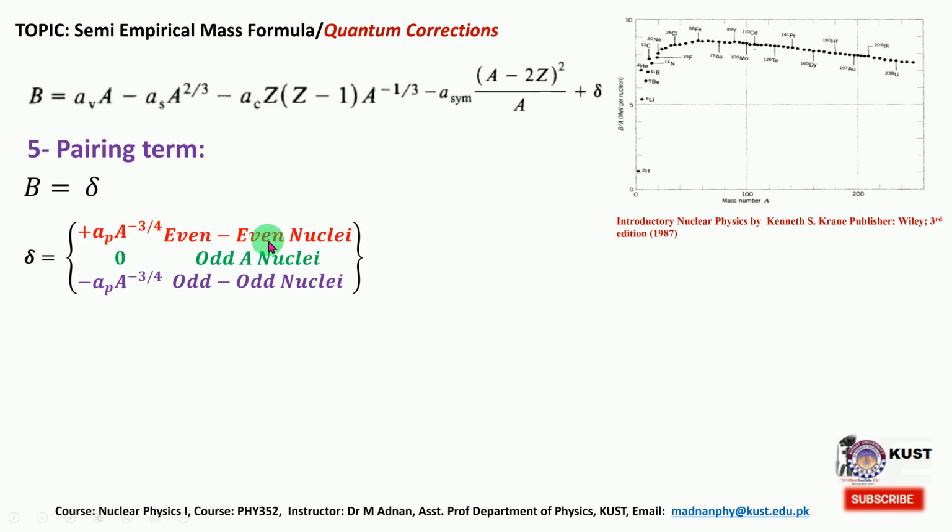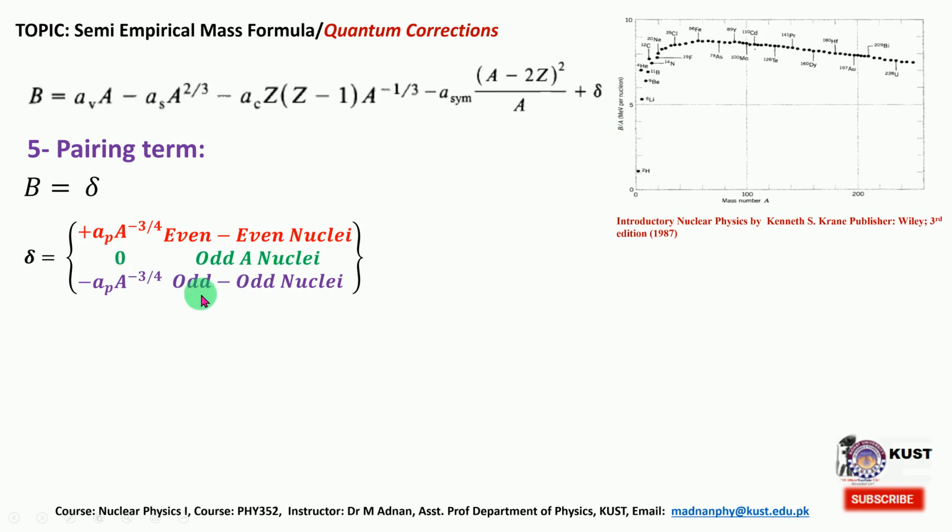Generally, it is experimentally verified that even nuclei are more stable. So this will have a plus sign. This term will be added to the binding energy once we have a nucleus having an even number of protons and an even number of neutrons, as compared to a system having odd A. Odd A nuclei means either the proton number is odd or the neutron number is odd. In that situation, just as a reference line, this sigma will be equal to 0.